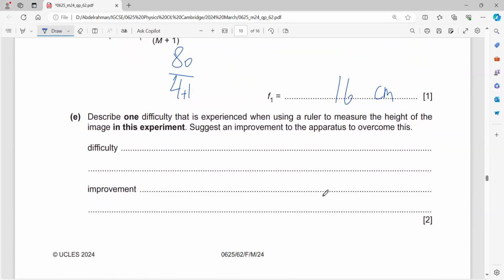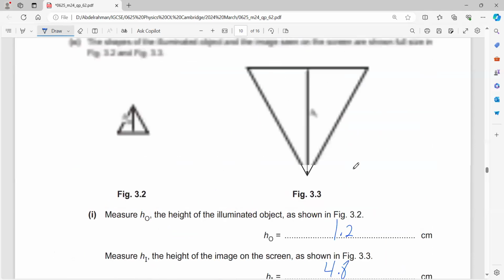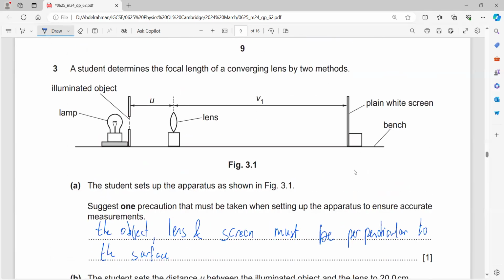Describe one difficulty that is experienced when using a ruler to measure the height of the image in this experiment. What could be one difficulty while measuring the height of the image? If we look at the apparatus setup, this is the image that should appear, somewhere here. And then you will use the ruler, I'll put the ruler like this and measure the height of the image.